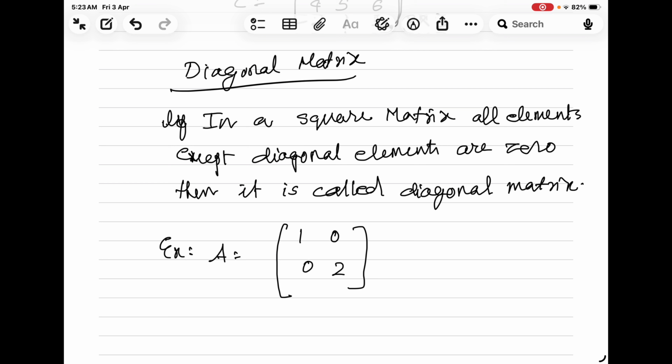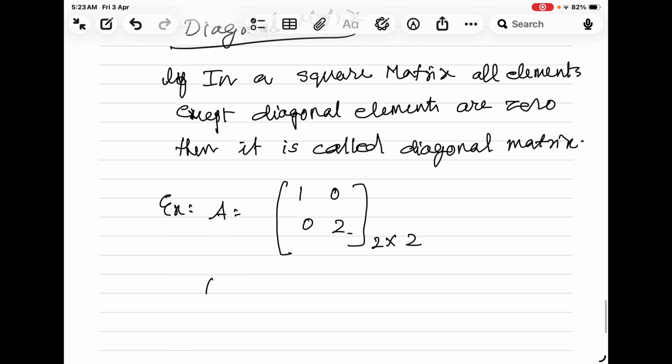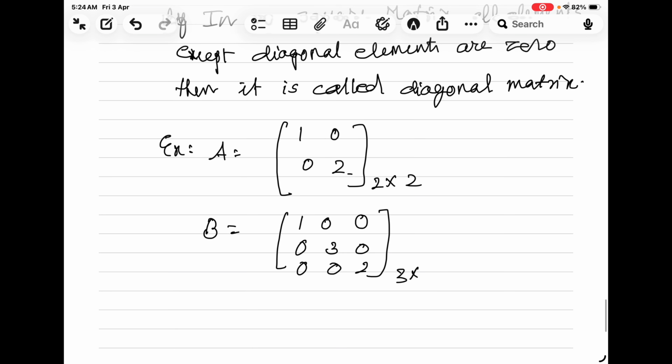These are the diagonal elements, not this one. For a square, there are 2 diagonals. We consider 2 diagonals, but here the diagonal elements are from top to bottom. 1, 2 are the diagonal elements, and this is a 2 by 2 matrix. Another example is 1, 0, 0, 0, 3, 0, 0, 0, 2. Here diagonal elements are 1, 3, 2. So this matrix is called a diagonal matrix.